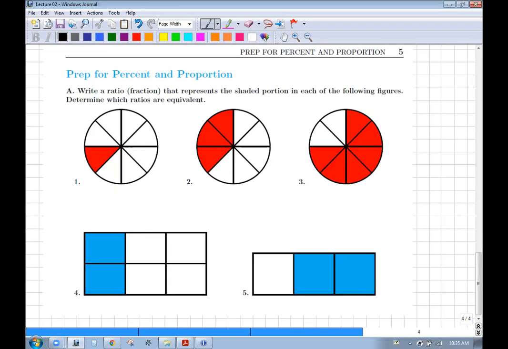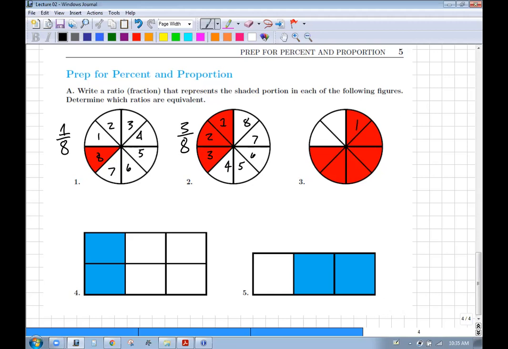Let's look at, I hope I hit the button here. Okay, I did. All right, percent or proportion. Write a ratio or fraction that represents the shaded portion in each of the following figures. Figure out which ones are equivalent. So this one right here, number one, we got 1, 2, 3, 4, 5, 6, 7, 8 total pieces, and they're all equal in size. Only one of them, 1 out of 8, is shaded, right? Over here we have 1, 2, 3, 4, 5, 6, 7, 8. So we still have 8 total, but 3 out of the 8 are shaded.